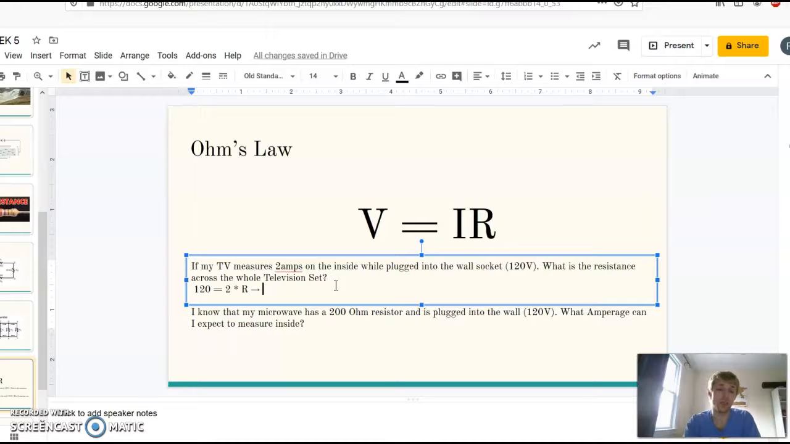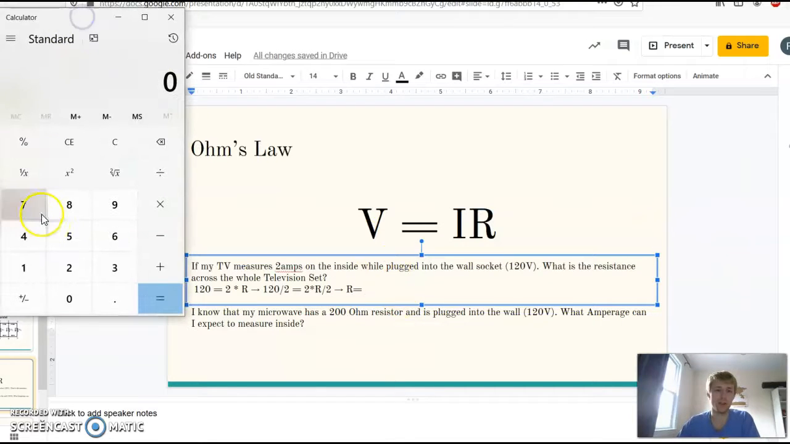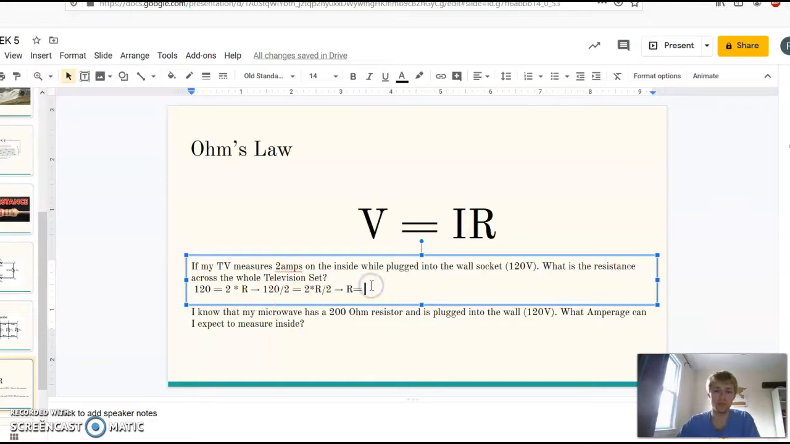If we divide both sides by 2, you're going to get 120 divided by 2 is equal to 2 times R divided by 2. And here, the 2's will cancel out. So you're going to get R is equal to 120 divided by 2. Let's pull out our nice calculator here. 120 divided by 2 is 60. Bam! And this is 60 ohms, or you can use the Greek letter omega to signify that. Awesome.